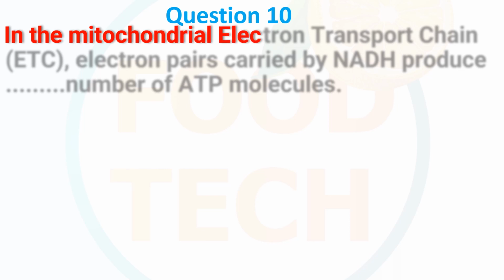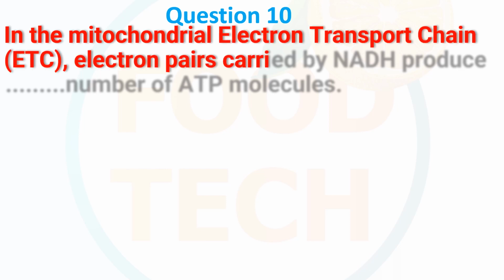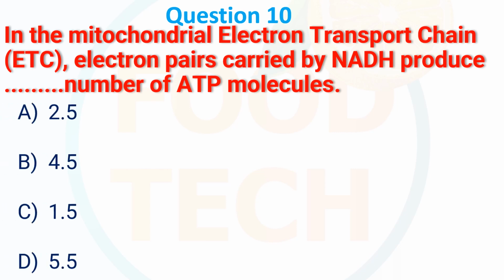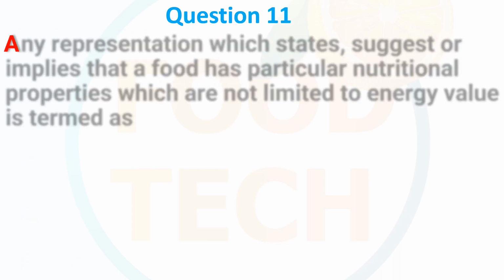In the mitochondrial electron transport chain, an electron pair carried by NADH produces dash number of ATP molecules: A. 2.5, B. 4.5, C. 1.5, D. 5.5. The answer is A. 2.5.